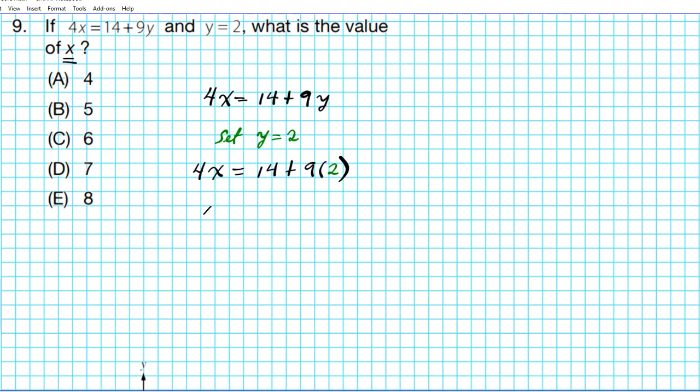Alright, so let's simplify first. We have 4x equals 14 plus 9 times 2, which is 18. The goal here is to get x by itself. We just simply combine these two and then divide by 4. So we have 4x equals 14 plus 18, is 32. Divide both sides by 4. And our final answer, x, is 32 over 4, which is 8. Answer to question 9 is option letter E.